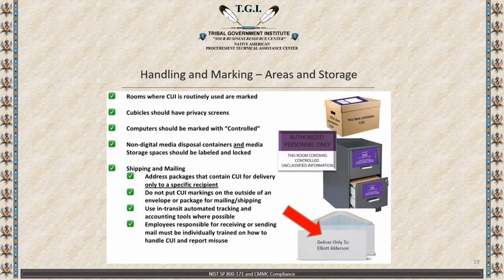What's the big deal about CUI and marking? Marking is really important and part of all of this. You have to mark rooms where CUI is routinely used, and these areas must be designated and restricted. Cubicles where CUI is processed, created, or could be observed must have privacy screens.